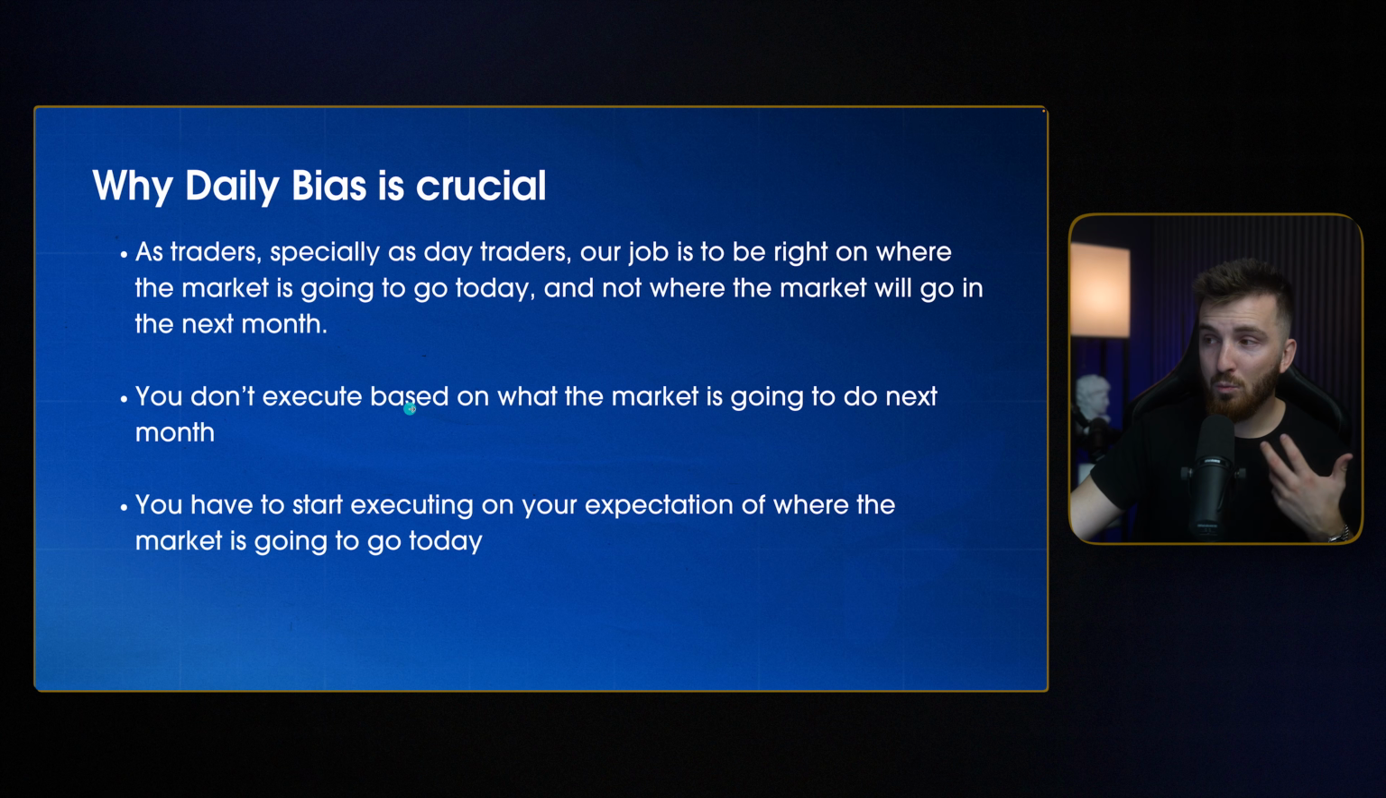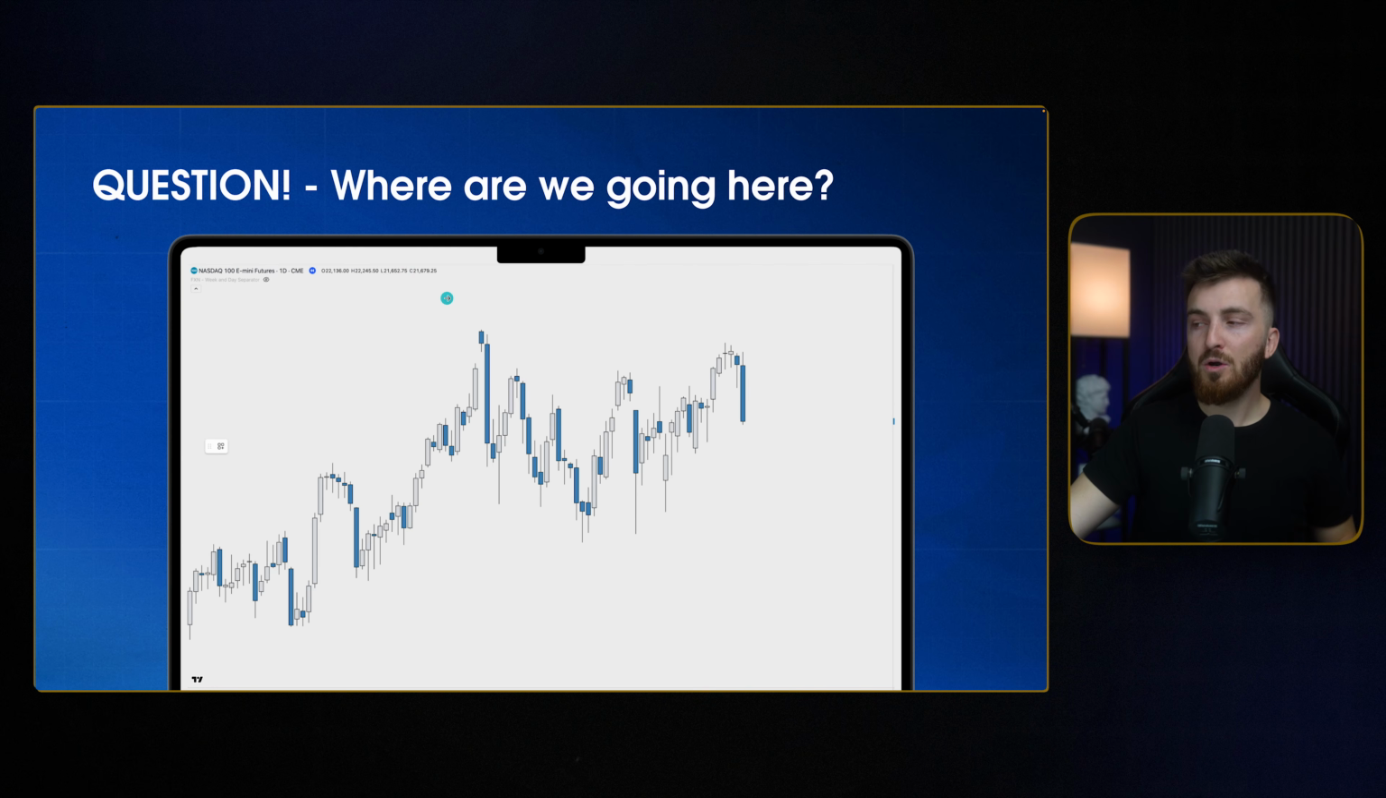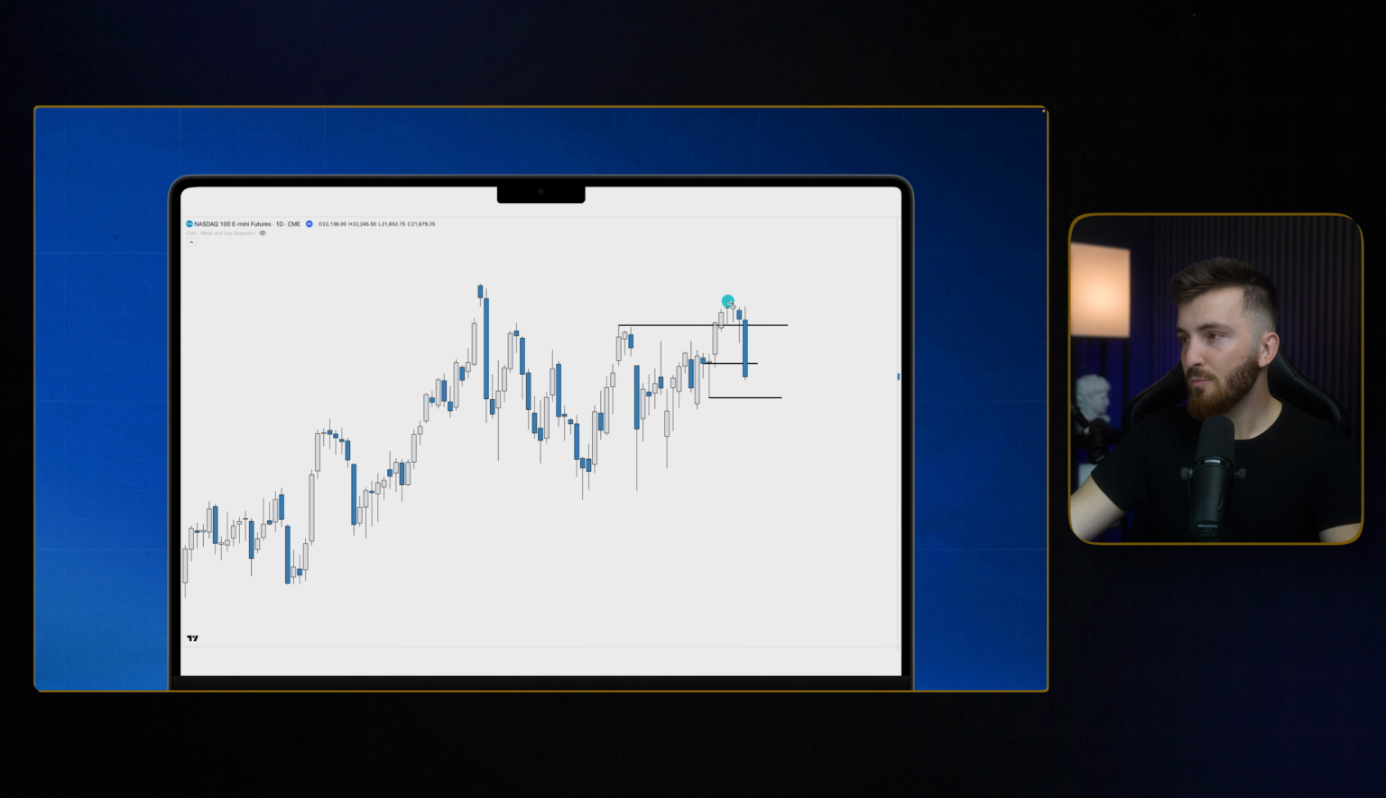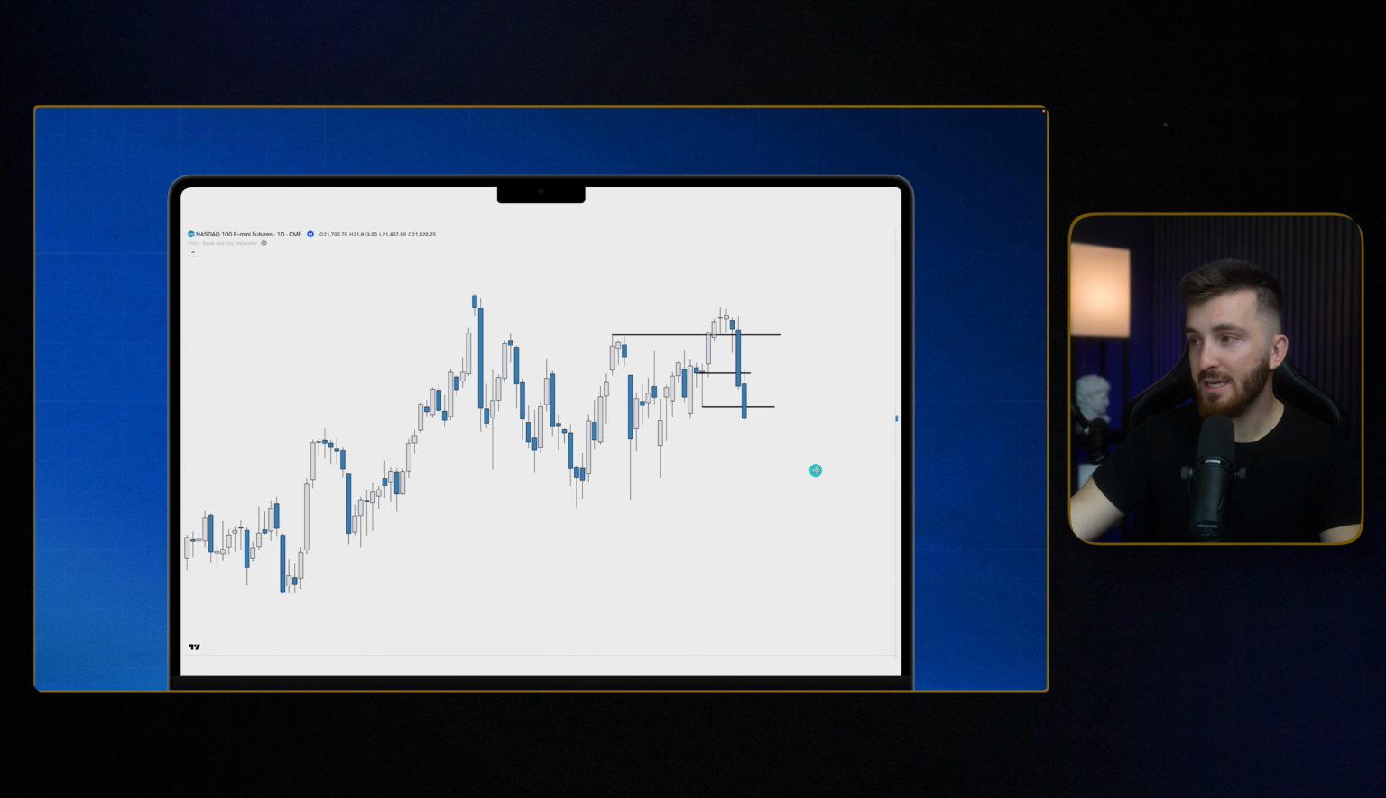You don't execute based on what the market is going to do in the next month. You have to start by executing on your expectation of where the market is going to go today. And that's why the question was wrong, because I was asking you, is the market going to go down $800 or up $800, right? The question was wrong. But if I ask you, where are we going here? Then you already can see, okay, we have liquidity that was swept. We have the market starting to break to the downside. This shifts bearish. So yeah, the target is going to be this external liquidity. And on the next day, we hit that target. Now, when I'm asking you where the market is going to go today, you can give me the right answer.